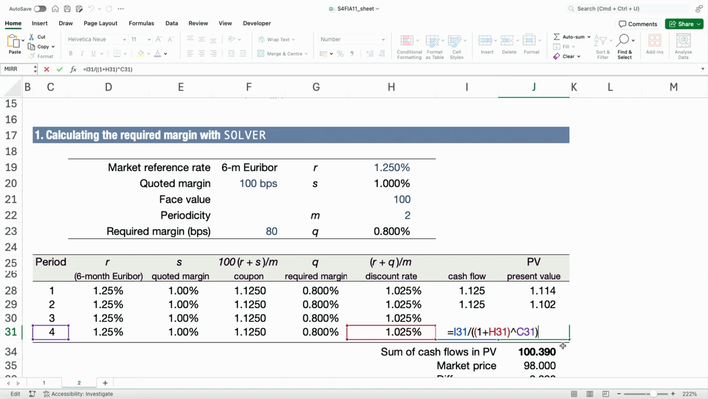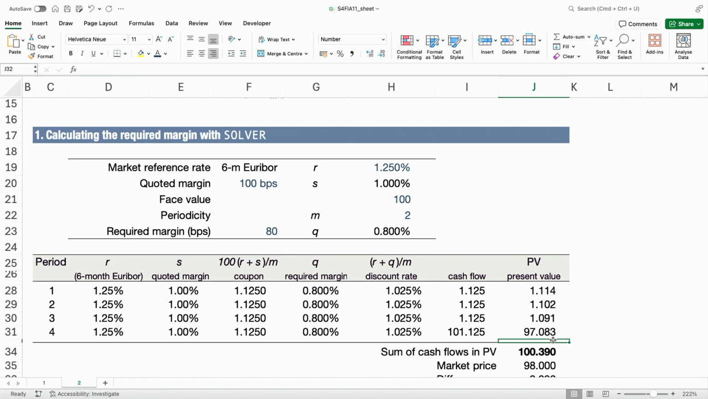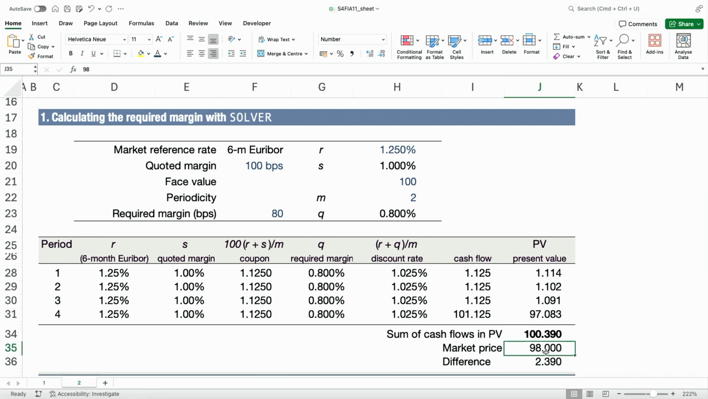The question is, what is the implied required margin Q given the bond price of 98? Recall I said earlier, I've set arbitrarily the required margin to 80 basis points. To answer this question, we need to use goal-seek, the Excel function we've already seen. We could use goal-seek, though I want to show you another and more powerful Excel tool, the solver.